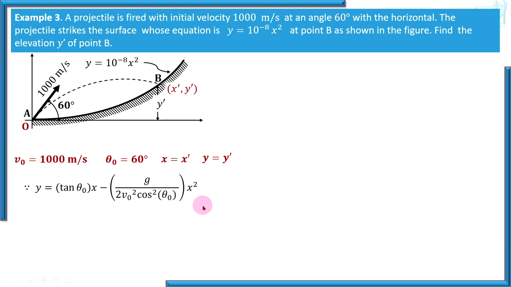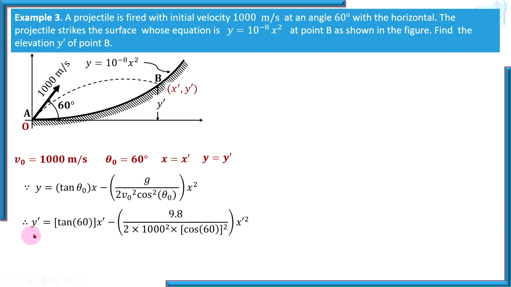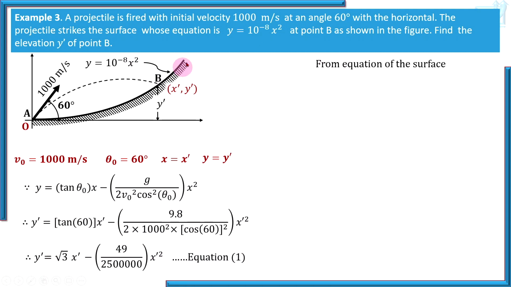So let's put the values. This is the equation of path: y equals tan theta 0 x minus g divided by 2 v0 squared cos squared theta 0 into x squared. Mug up this formula. Put the values. What is y? Y is y dash, x is x dash, theta 0 is 60, v0 is 1000, g is 9.8. Just put the corresponding values and you will get one equation with 2 unknowns. So this is equation 1 with 2 unknowns, and one more equation, that is the equation of the surface. We can write y dash equals 10 raised to minus 8 x dash squared.